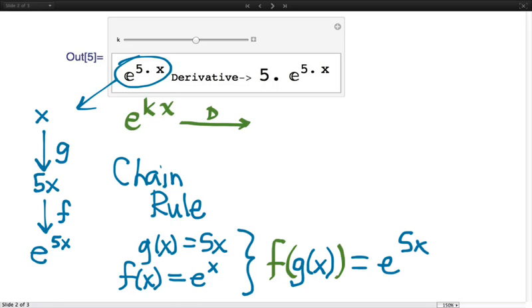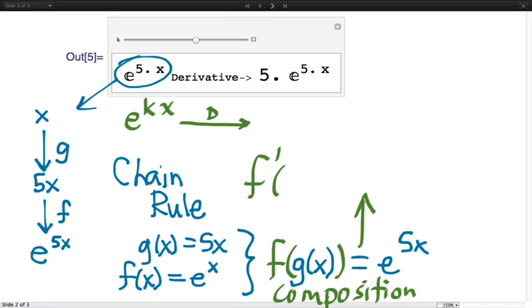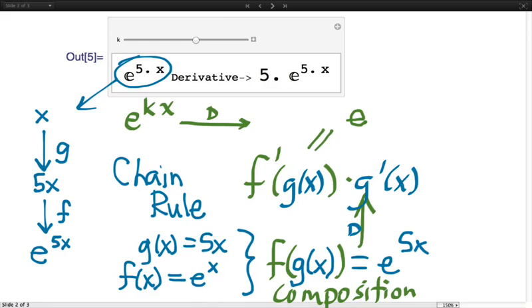Because e to the 5x is f of g of x. That's a composition of two functions. That's what we call that. And so then to take its derivative, according to the chain rule, the derivative of f of g of x is, you take the derivative of the outside function, so f prime, evaluated at g of x, so you don't touch the inside function. And then you multiply by the derivative of that inside function, g prime of x. And that's what the chain rule tells us to do. So the derivative of e to the blah is e to the blah, e to the 5x. But then we multiply by the derivative of the blah. And the derivative of 5x?